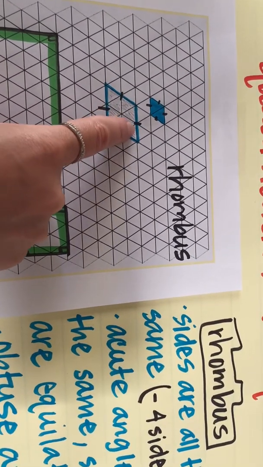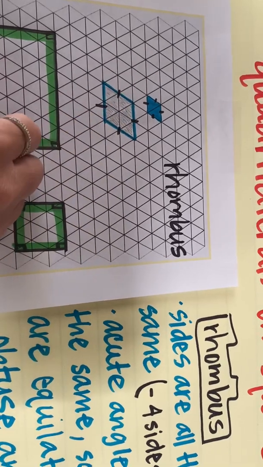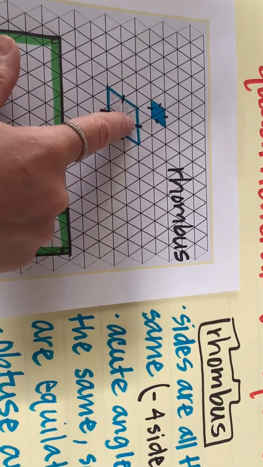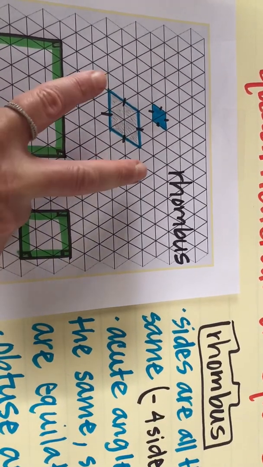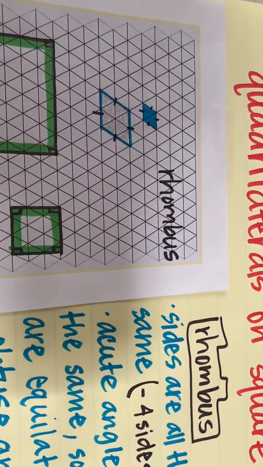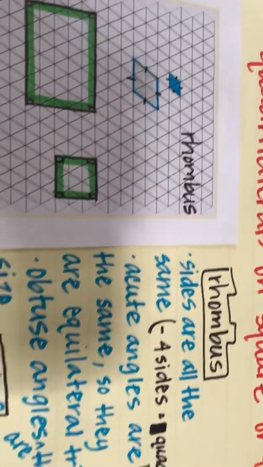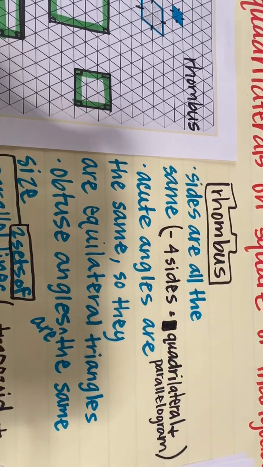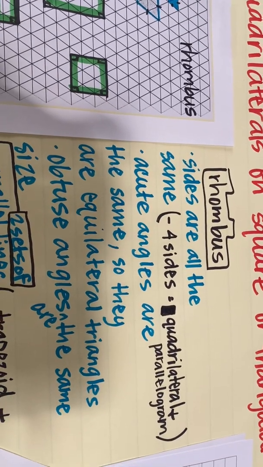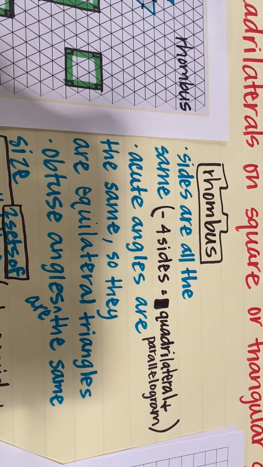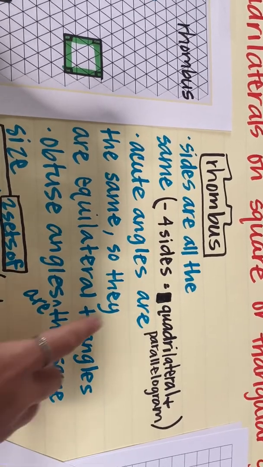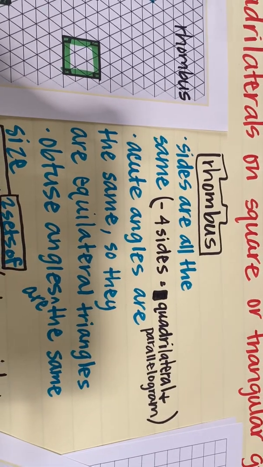If you can't see it, there's a hexagon right in the middle. And we know that a hexagon has 6 equilateral triangles, and then to make my rhombus, I put 2 on the outside. So a rhombus is a shape where all sides are the same. That makes it a quadrilateral. It has 2 sets of parallel lines, which makes it a parallelogram.